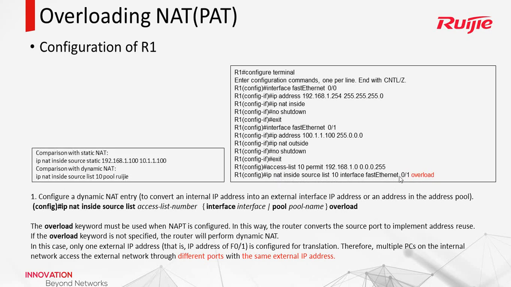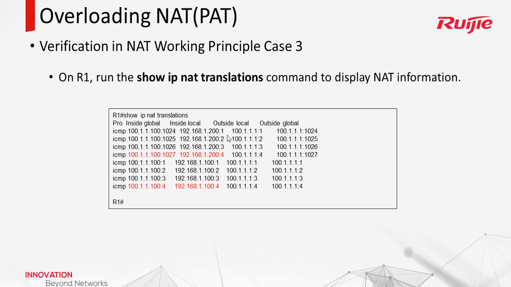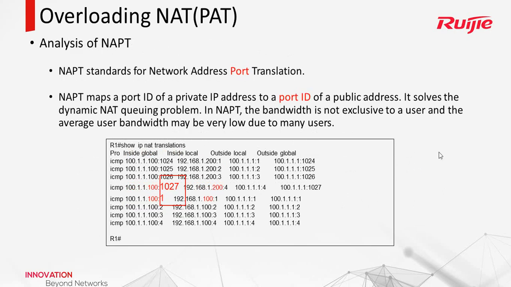Here is the comparison. We can find the NAPT with the overload keyword. We try to ping and show it. We can find that no matter PC1 or PC2, they translate to the same public IP address, but with different port numbers. So NAPT, this technology, in fact uses the port number to distinguish the hosts while using the same public IP address.